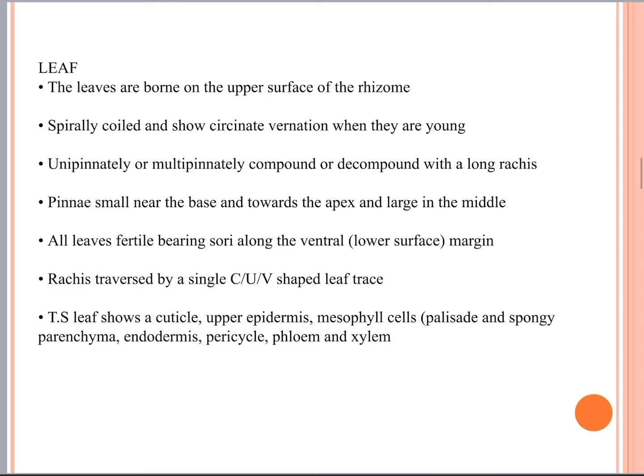A transverse section of the leaf shows a cuticle, upper epidermis, mesophyll cells, which are divided into palisade and spongy parenchyma, endodermis, pericycle, phloem, and xylem. Large pinnae are present. It is tapering. This is the meaning of tapering, and this is the rachis.